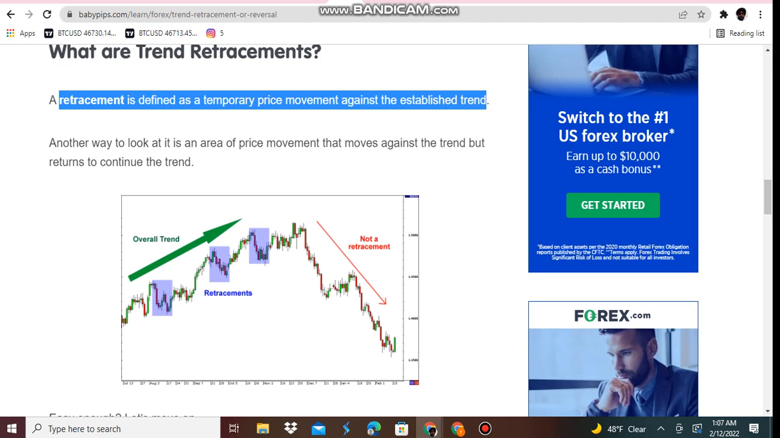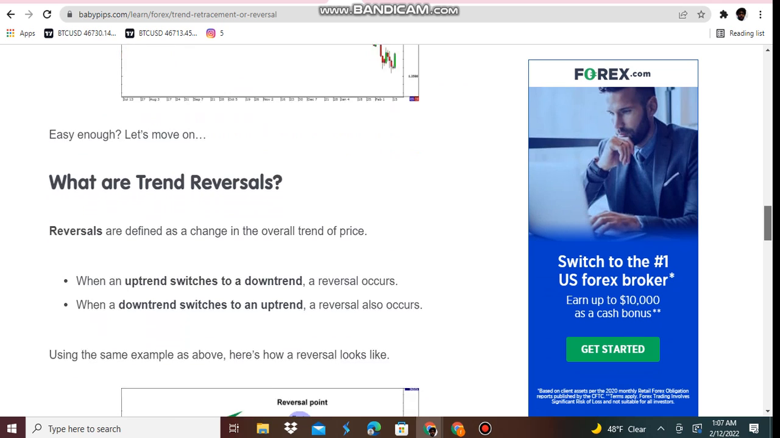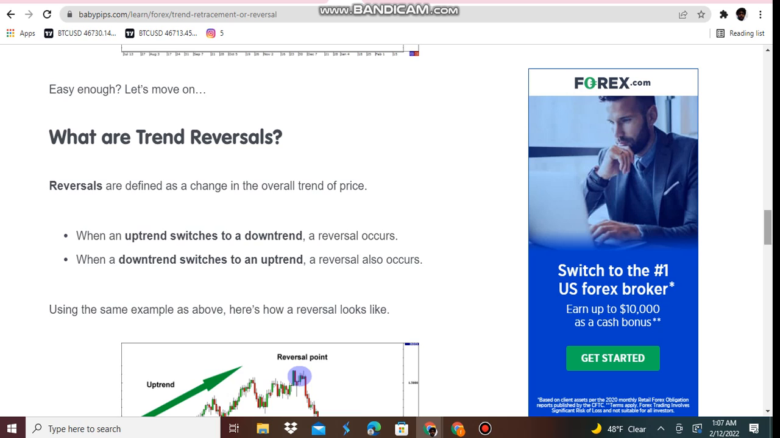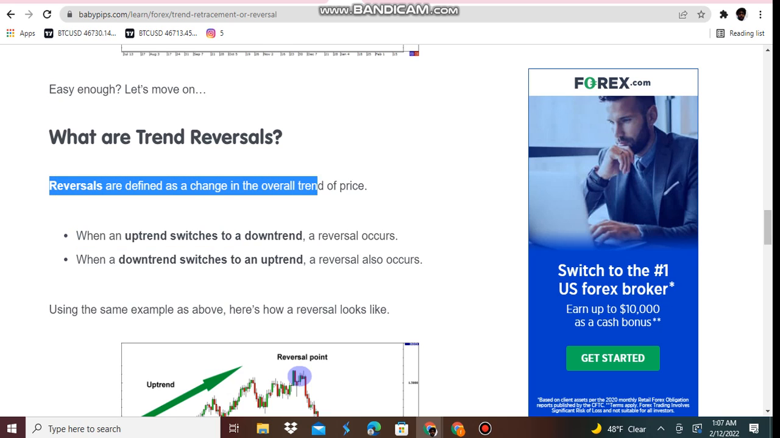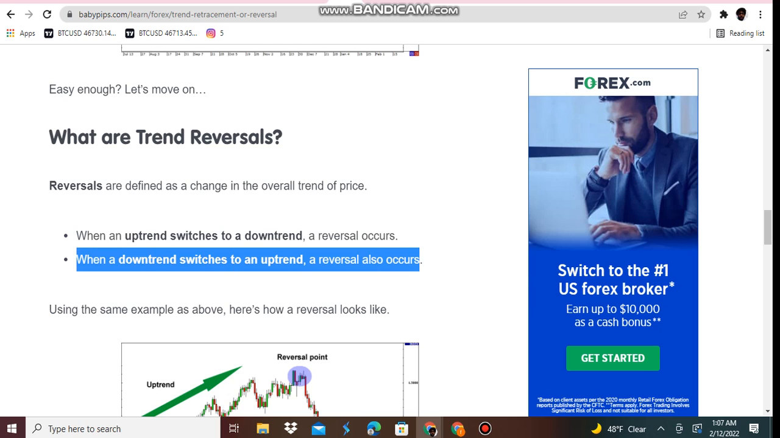All right, so I just wanted to go over that. Extremely important for your psychology. And this is a reversal as well. We might as well go over reversal. Reversal is defined as a change in the overall trend of price. When an uptrend switches to a downtrend, a reversal occurs, and when a downtrend switches to an uptrend, a reversal occurs.